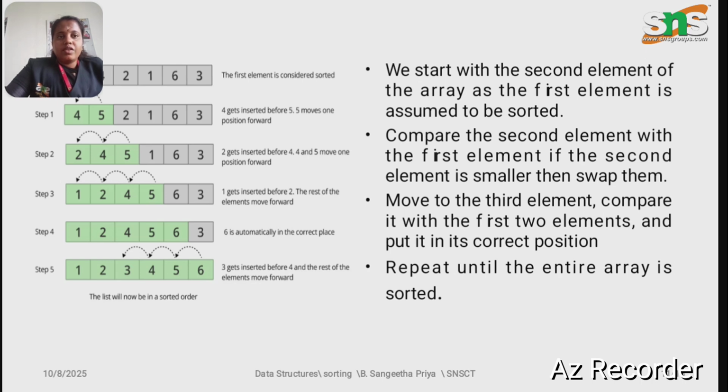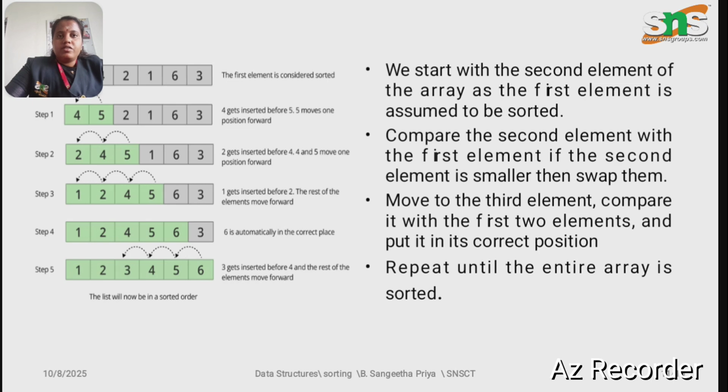We start with the second element of the array, as the first element is assumed to be sorted. Comparing the second element with the first element, if the second element is smaller, then swap them. Move to the third element, compare it with the first two elements and put it in the correct position. Repeat until the entire array is sorted.